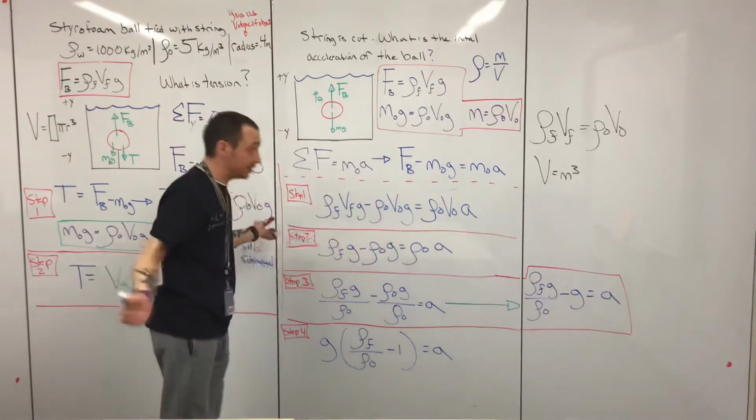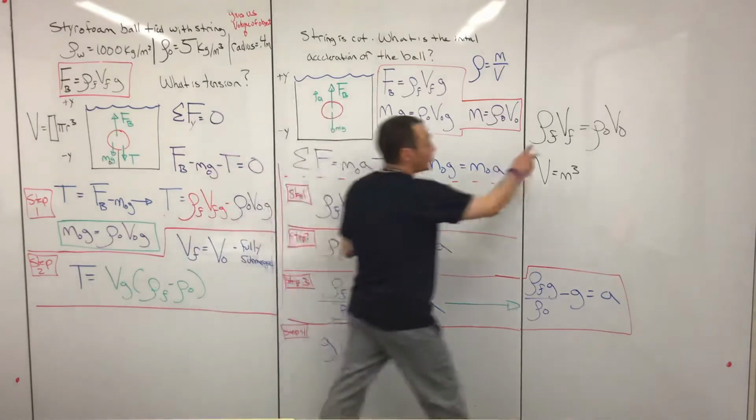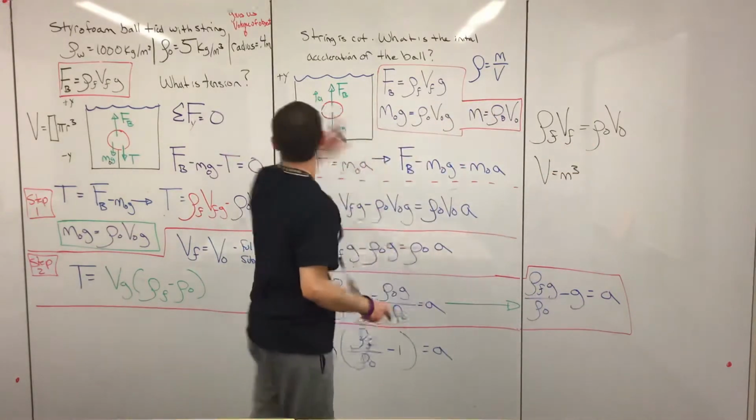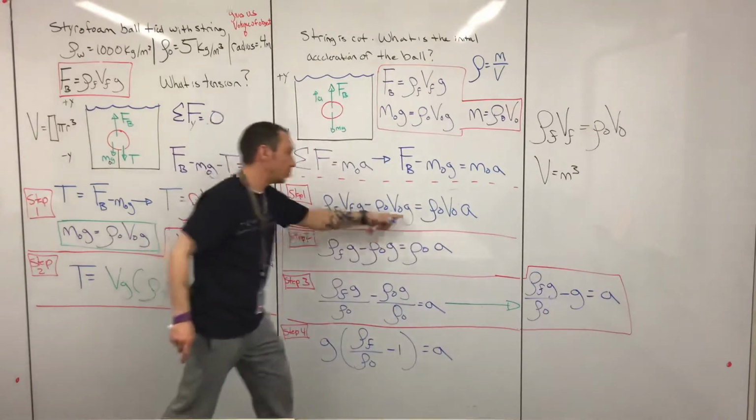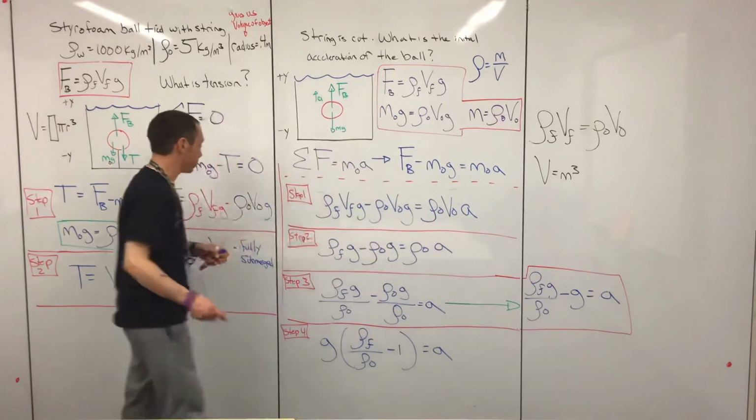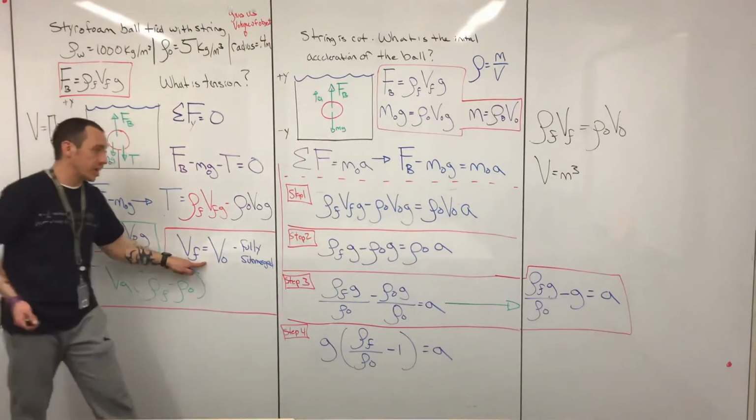They're going to cancel, right? And again, why do we know the volumes are the same? Go watch the concept video or go watch the video before this. But it's Archimedes' principle, okay? That's why we know these volumes are the same. It has to do with submerged objects, okay?